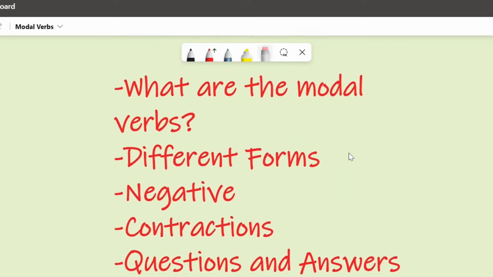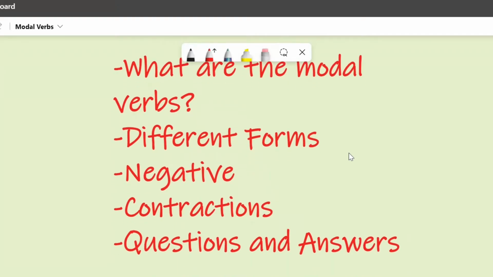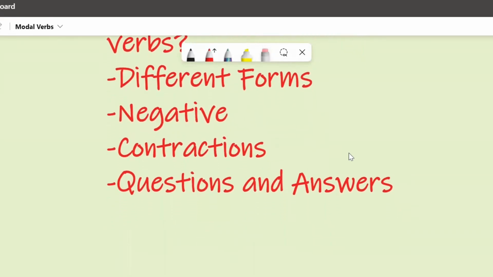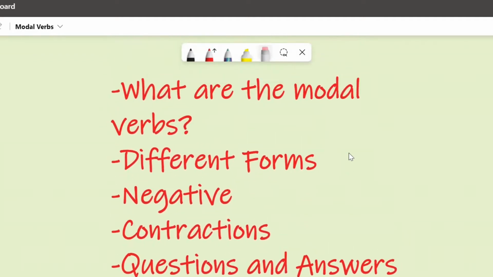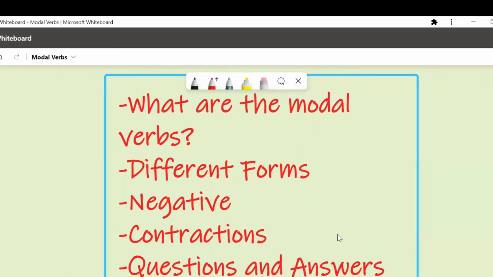We will mention what are the modal verbs. Number two, different forms and the negative forms also, and contractions, and also we'll talk about the questions and answers using the modal verbs. So let's go.